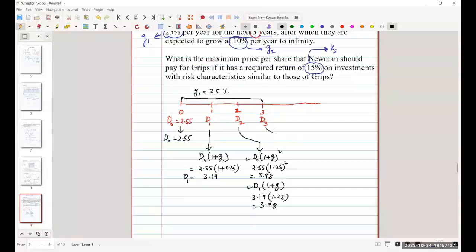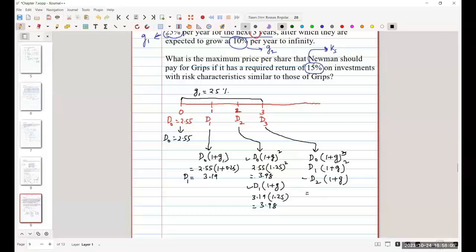Likewise, we can figure out what D3 is going to be. So either way, you could start from D1. You could do three things here if you wish. You could do this. You could do this. Or you could do this. All three formulations will give you the same value. A little bit here and there, but the same value.